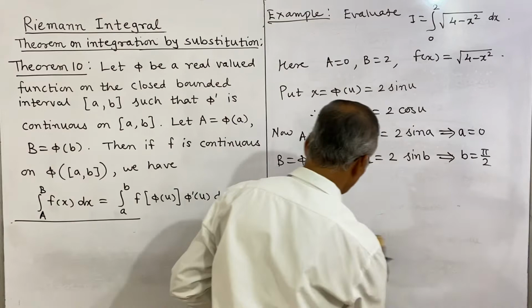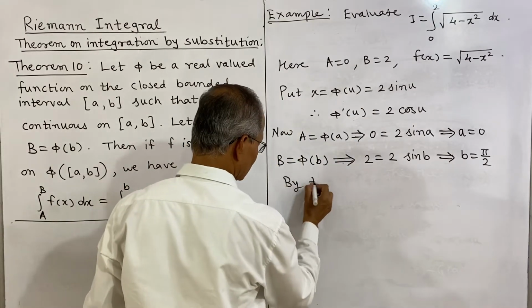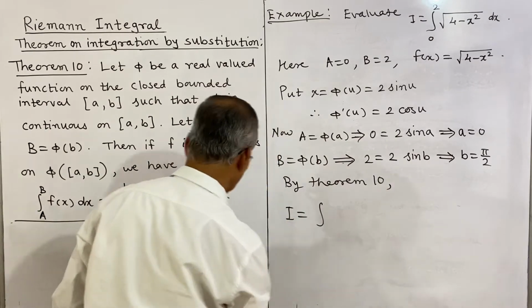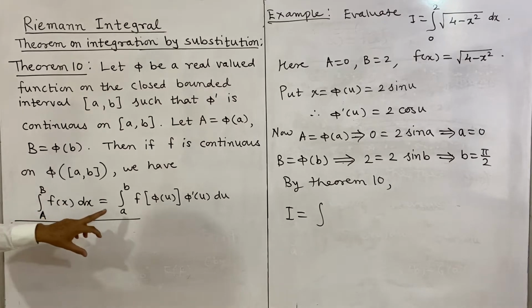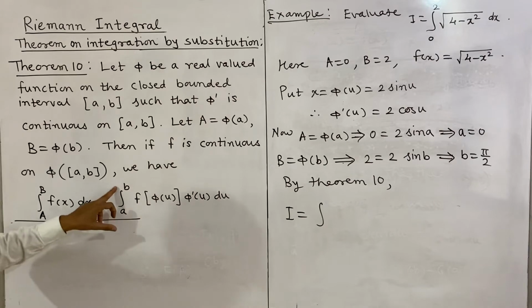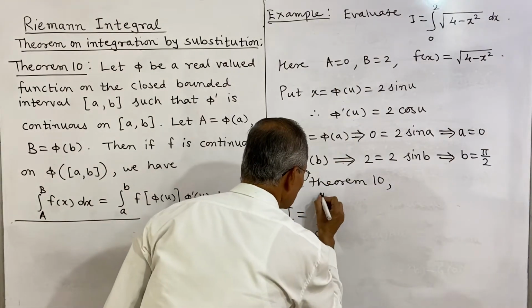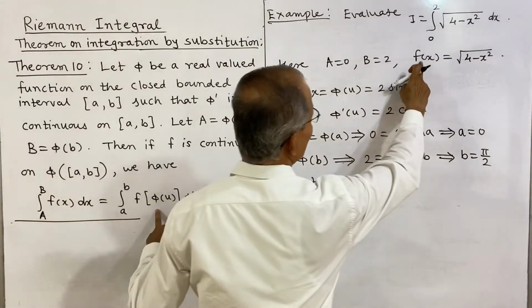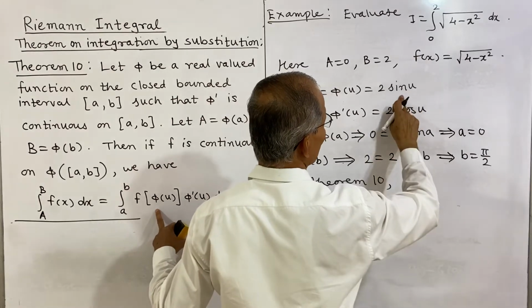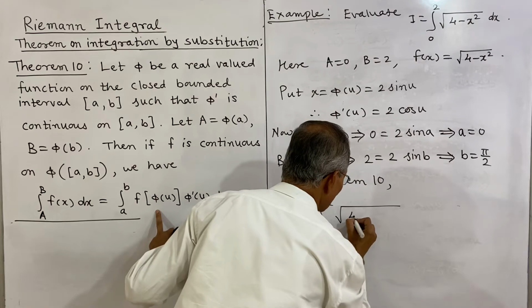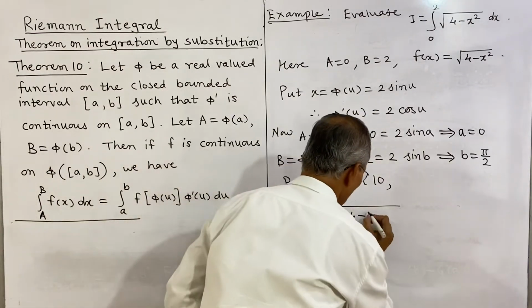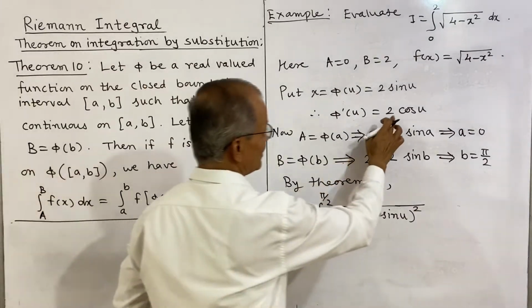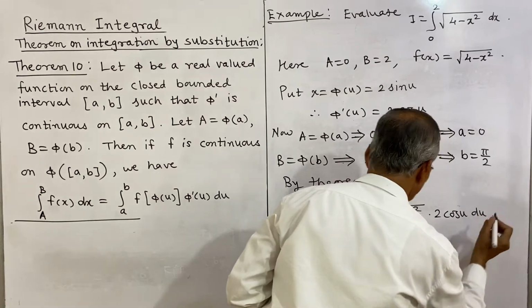So therefore, by theorem 10, what is the integral originally, that is I. So we directly write I is equal to integral, this is the left side integral, that is 0 to 2 f of x dx, and now we are writing the new integral in this form, integral small a to small b, and that is 0 to pi by 2, under root, that is f of phi of u, and f of phi of u will be, f is this, and phi u is 2 sin u. So f of 2 sin u, that means root of 4 minus (2 sin u) whole square into phi dash of u. Phi dash u is 2 cos u into du. Now this can be simplified.